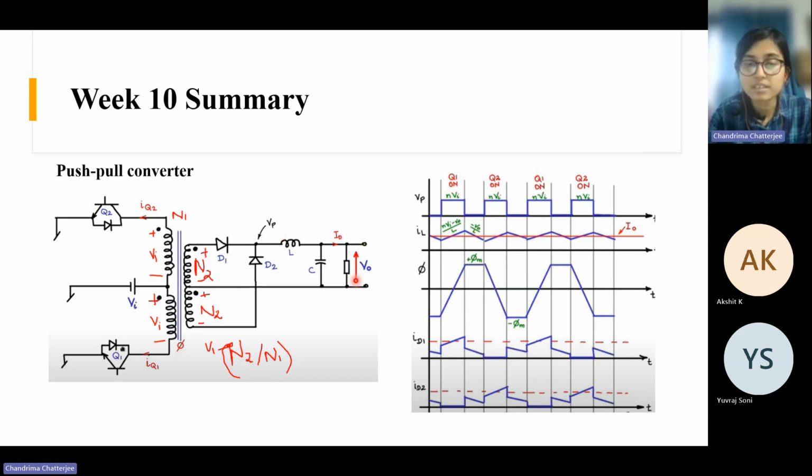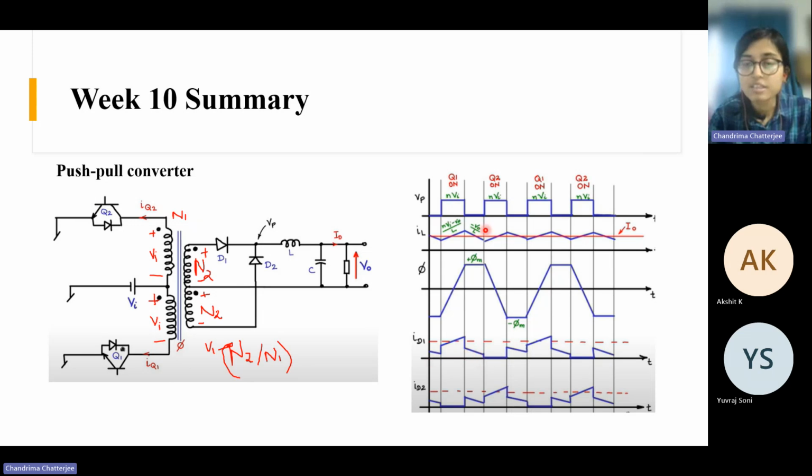But when both these switches are off, then the current gets split, right? The current has now two paths. So the current gets divided equally between D1 and D2. That's why now this current is half of this. The current is like this.